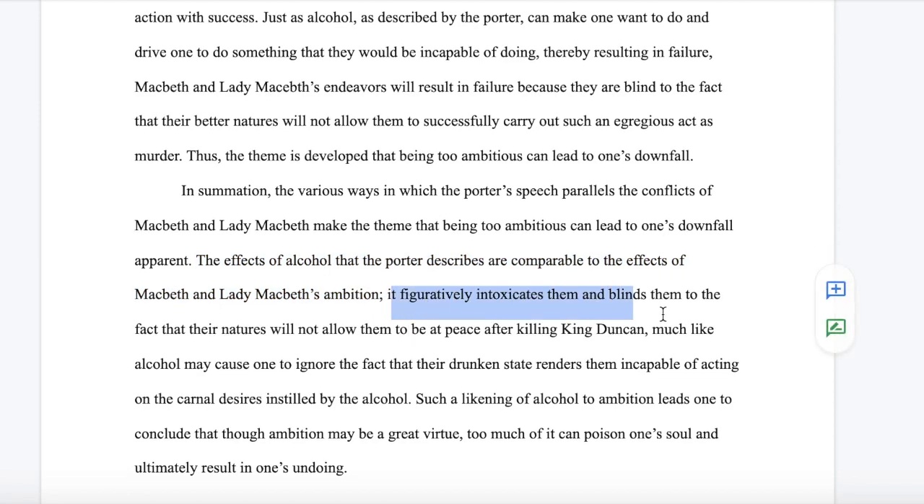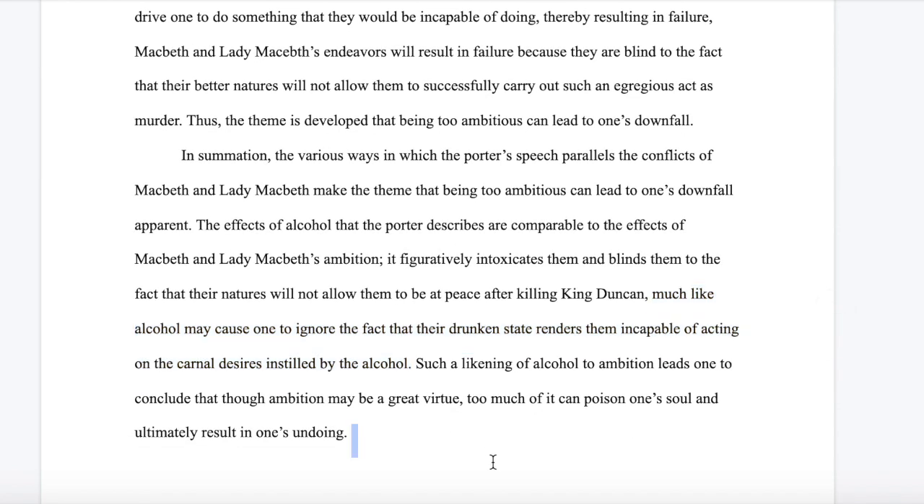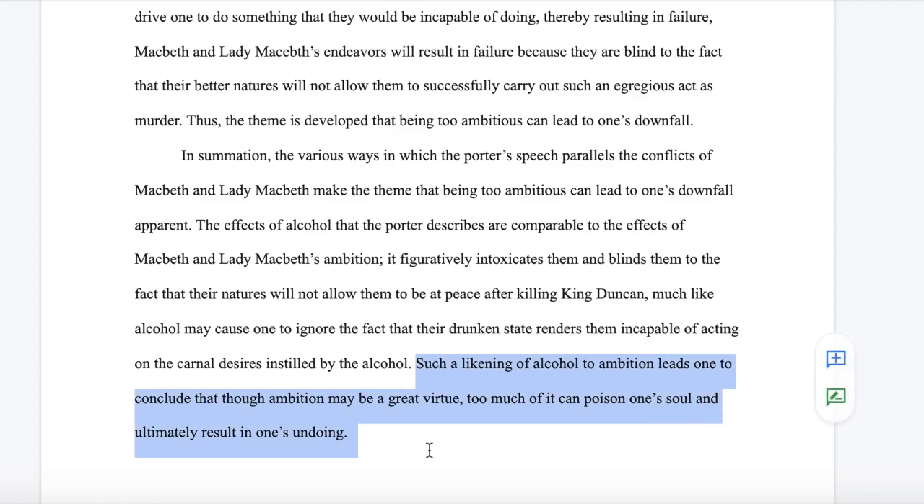Then I said that their ambition figuratively intoxicates them, and it blinded them to the fact that they would not be at peace after killing Duncan. And then I, again, relate it back to what the Porter says about alcohol. And these are all things that I referenced in my previous body paragraphs. And then I leave the reader with a final thought about the implications of the theme.